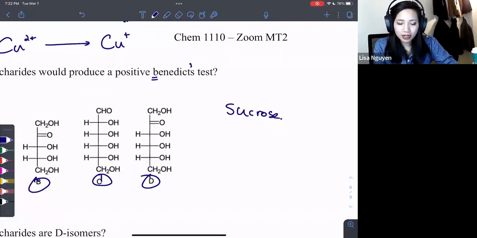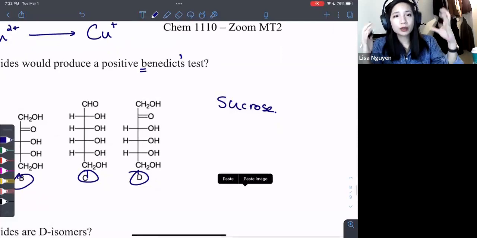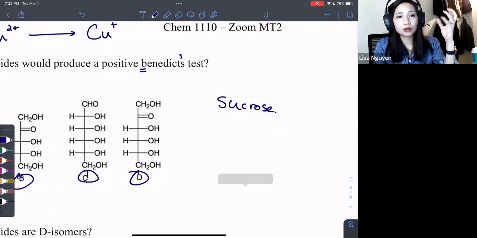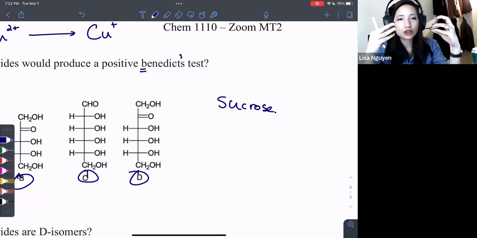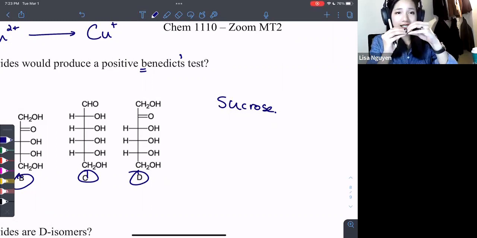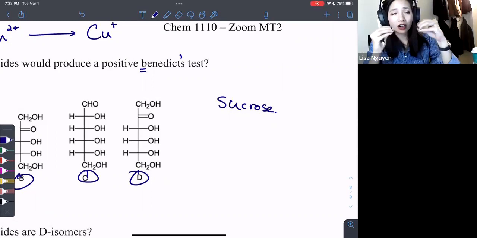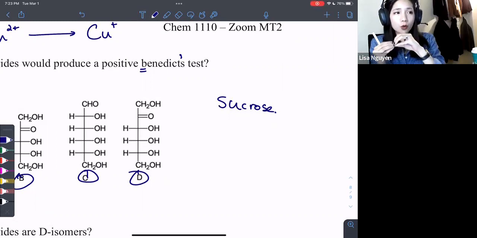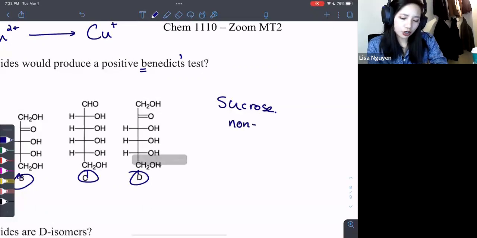The reasoning is that when you build a sucrose molecule out of glucose and fructose, the two anomeric carbons in each of those monosaccharide subunits are like kissing one another. That's how they make their glycosidic bond. The two anomeric carbons are the ones involved in the bond itself, so it's not available to be a reducing sugar. So sucrose is the only non-reducing sugar that there is.